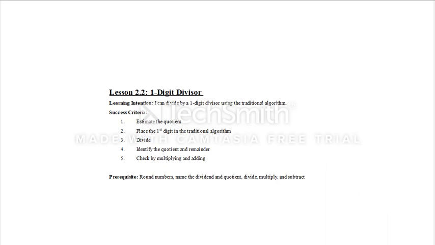Things that you will have to know how to do, prerequisites before starting, are rounding numbers, because that's part of your estimating. Name the dividend and the quotient. You should know what those are. Divide, multiply, and subtract.